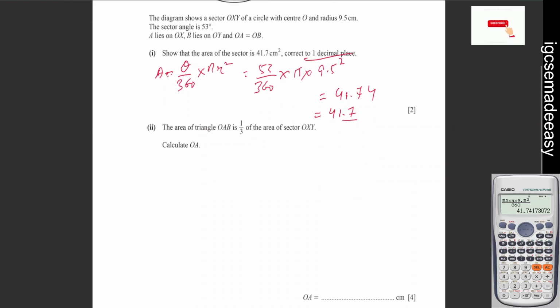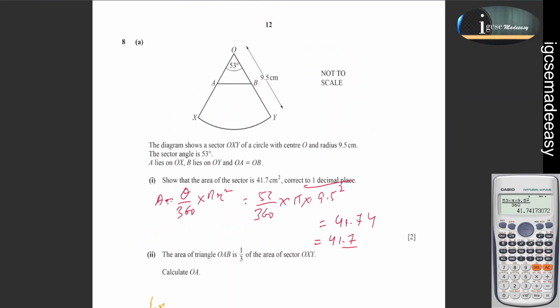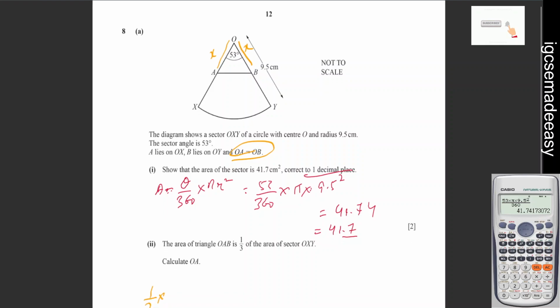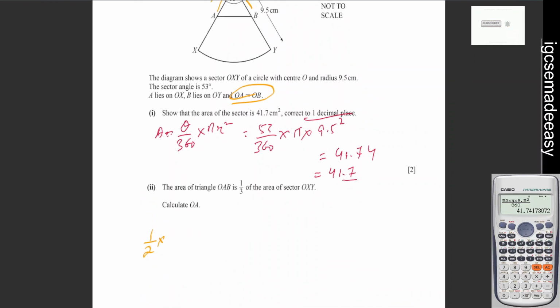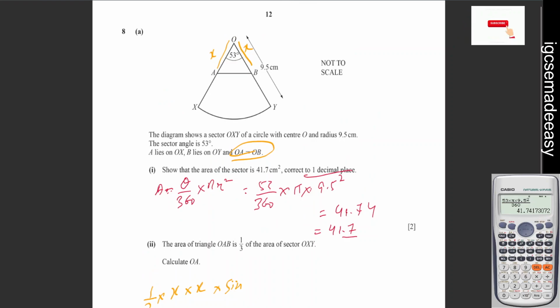we can write the triangle area with the formula half a times b times sine of the in-between angle. Because they have given OA is equal to OB, let's say this length is x, so this length will also be x. So half of x into x, times sine of the in-between angle. The in-between angle is 53.